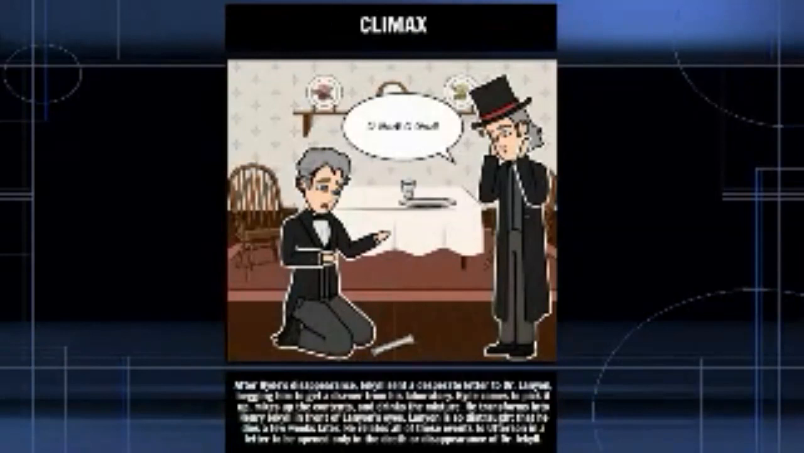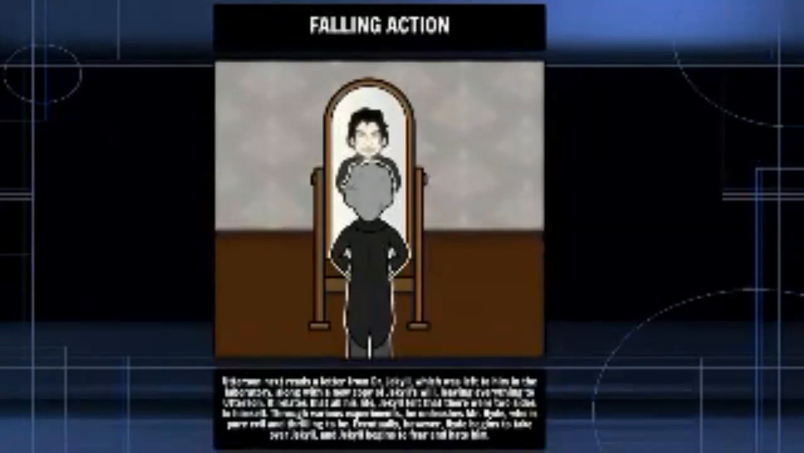He relates all of these events to Utterson in a letter to be opened only in the death or disappearance of Dr. Jekyll. Utterson next reads a letter from Dr. Jekyll, which was left to him in the laboratory, along with the new copy of Jekyll's will, leaving everything to Utterson. Through various experiments, he unleashed Mr. Hyde, who is pure evil and thrilling to be.